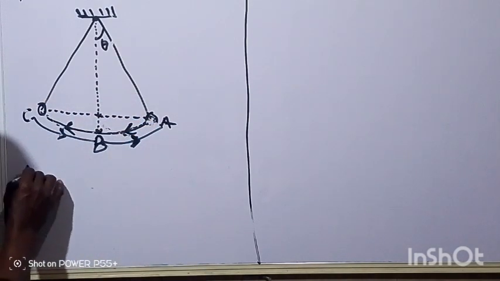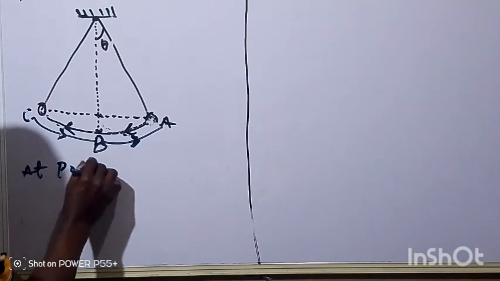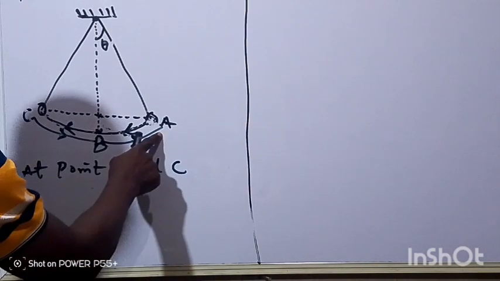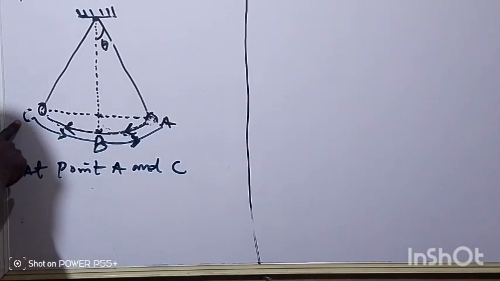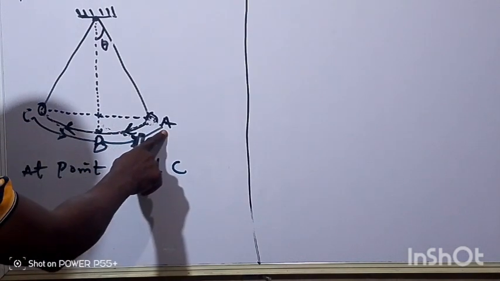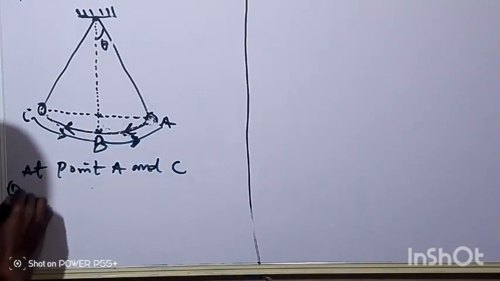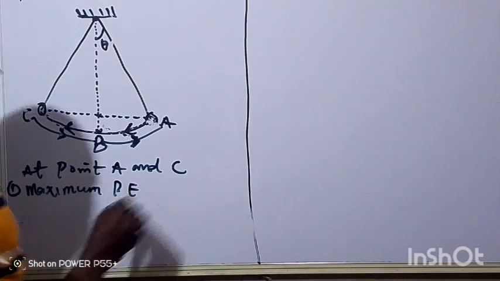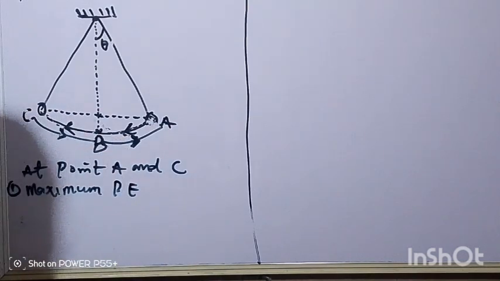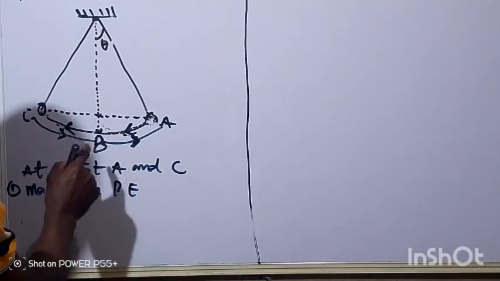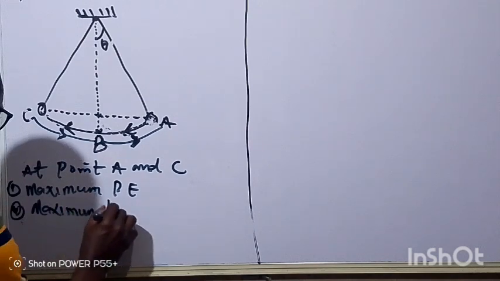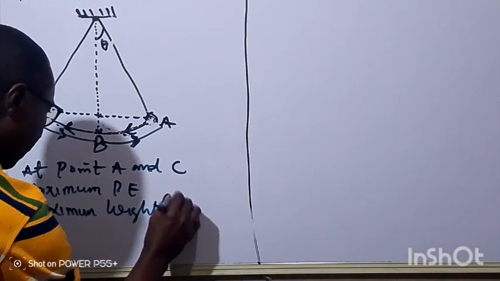Now at point A and C, the energy at A will be equal to energy at C. That is, the energy here is potential energy. 1. Maximum PE, that is at point A and C. Why is it maximum PE? Because the potential energy deals with height. So we have maximum height, H.